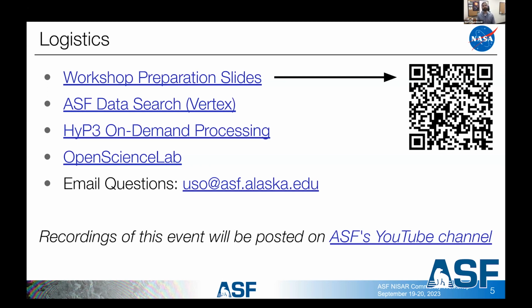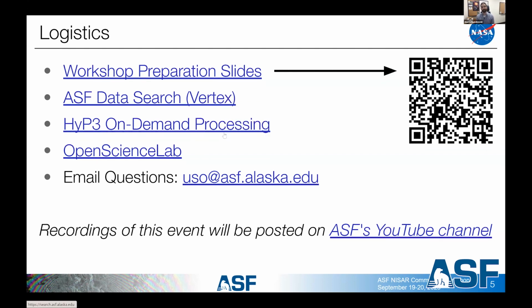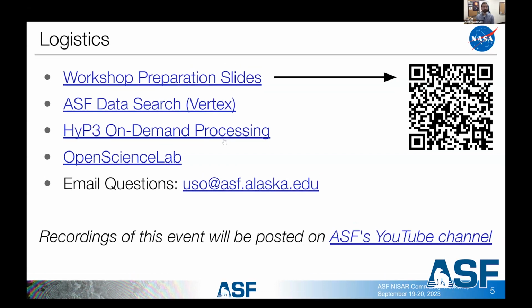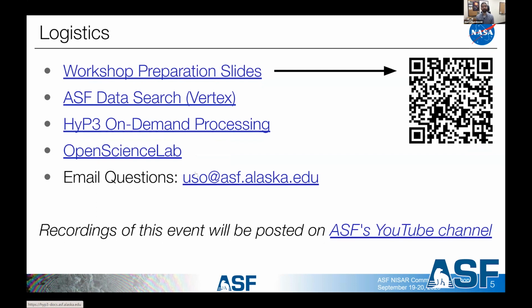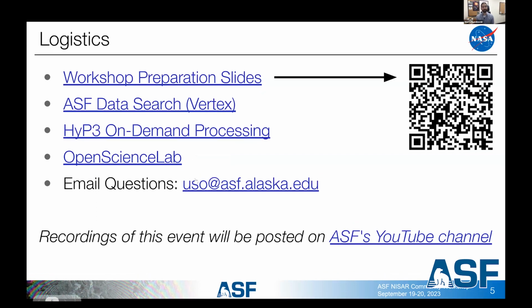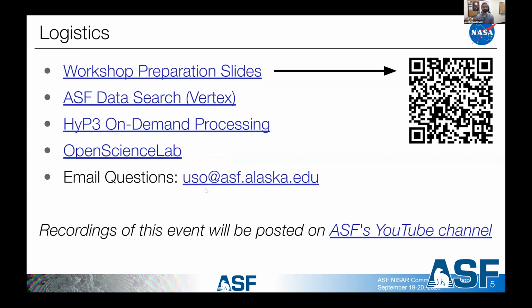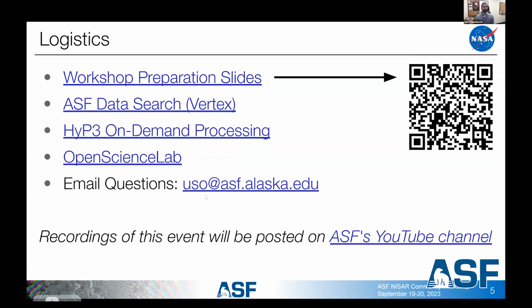There's also a link to the ASF data search Vertex website, and that's our web app for data discovery and download, and it also interfaces with a number of other ASF services such as HyP on-demand processing, which you can use to order the RTCs that we'll be using for this workshop, although we will be using pre-prepared staged data.